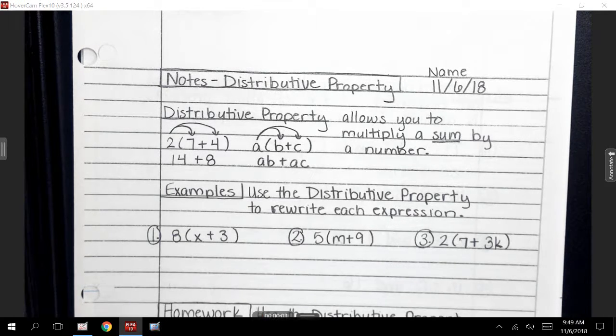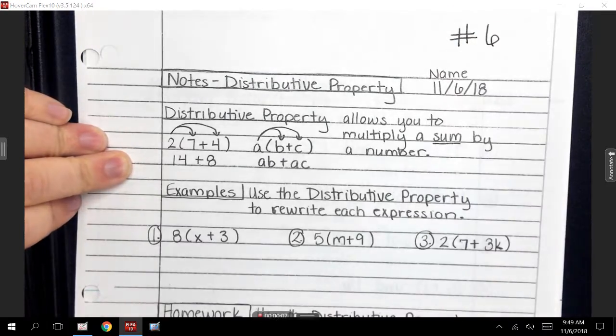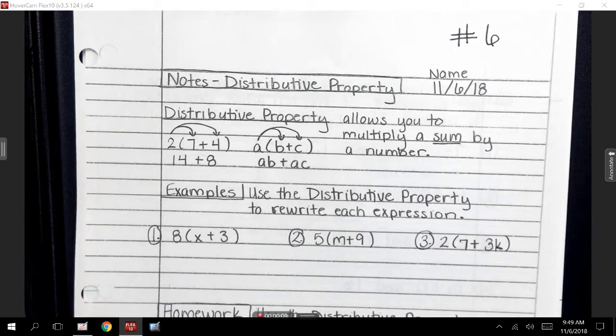So today's notes are number 6. Make sure you put number 6 in your name. Number 6 in your name. Make sure you let me know if I go off the screen.